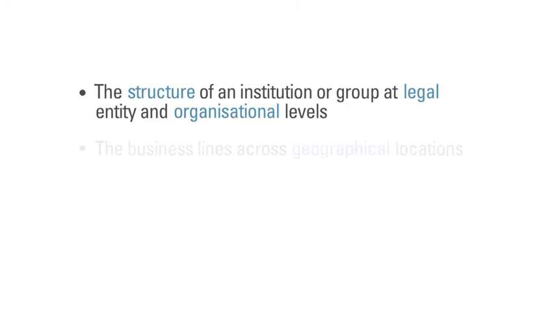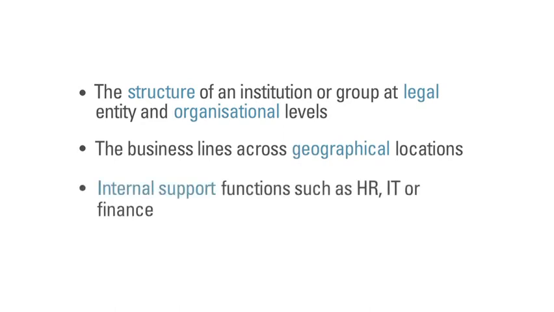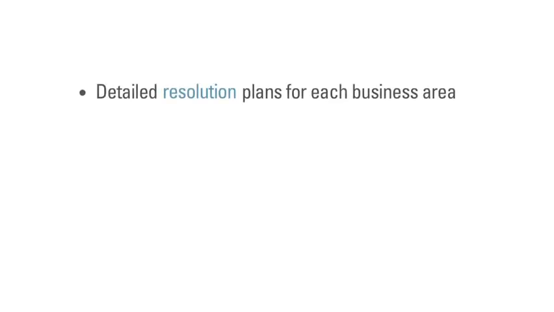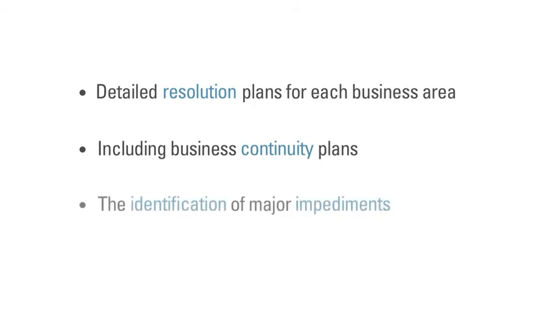This includes the business lines across geographical locations and internal support functions such as HR, IT or finance. And any interdependencies between these should also be mapped out. For instance, internal systems and control arrangements, or those between external outsourced providers. Detailed resolution plans for each business area, including business continuity plans. The identification of any major impediments that may jeopardize effective resolution.